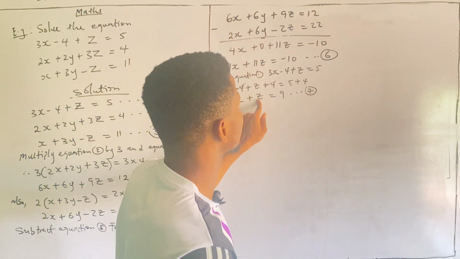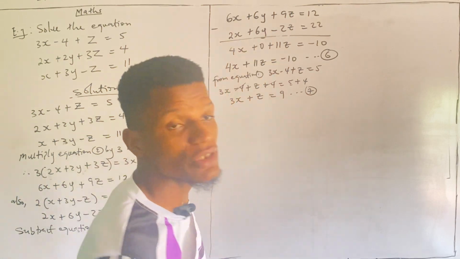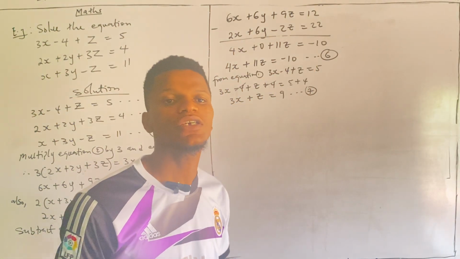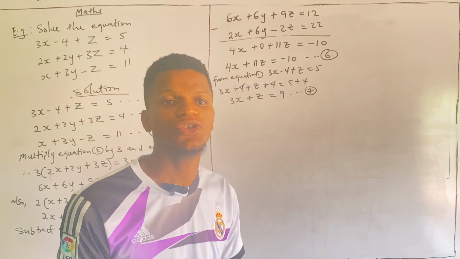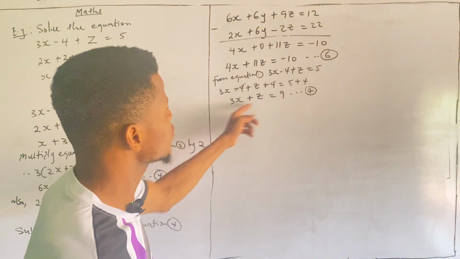So we can easily multiply this one by 11. We can have a coefficient of 11 here, so we can be able to eliminate z. Remember, for you to eliminate any term, you have to make their coefficient equal so that they will cancel each other, either by subtraction or by addition, depending on their sign. So we multiply equation 7 by 11.